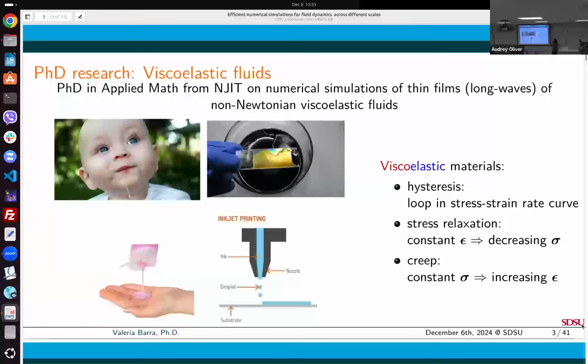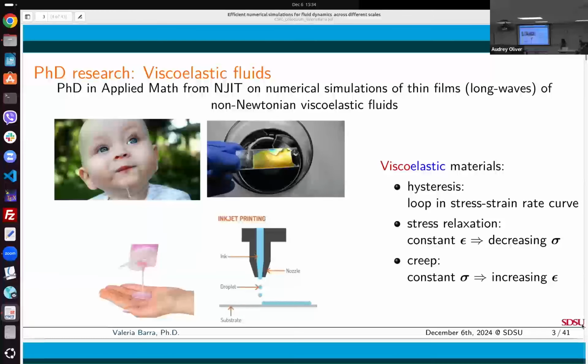For applications of interest, for instance, biomedical applications for diagnostic testing, there are some viscoelastic polymeric fluids that are deposited on a substrate, like when you do in vitro analysis. Or for some engineering applications, inkjet printing is an example of the type of numerical studies that I was conducting in my PhD research. In inkjet printing, you have very tiny droplets that deposit nanometer scale films on a solid substrate.